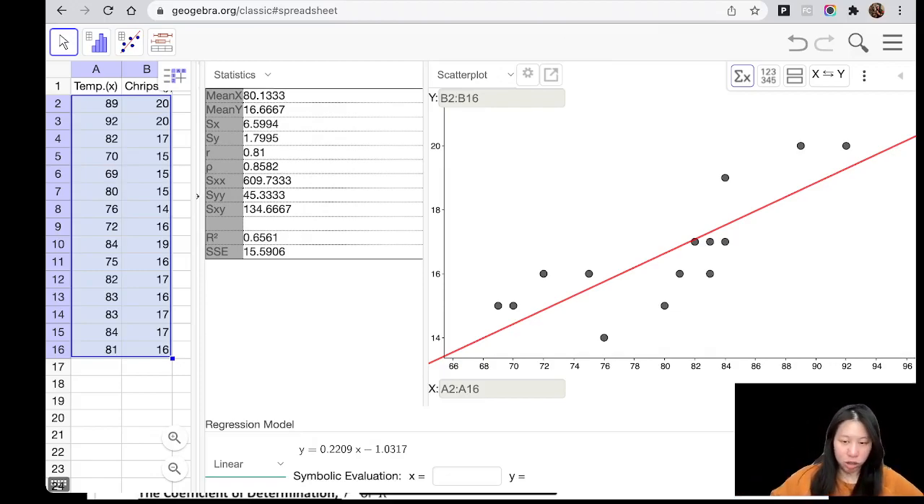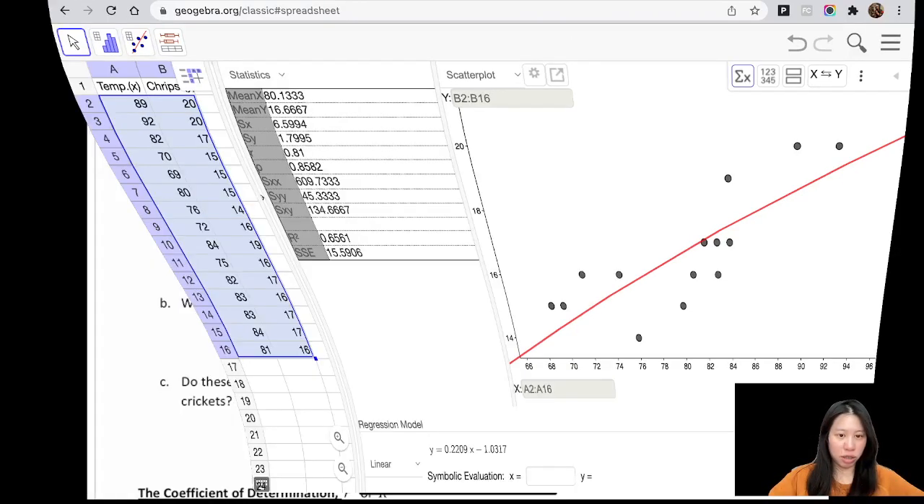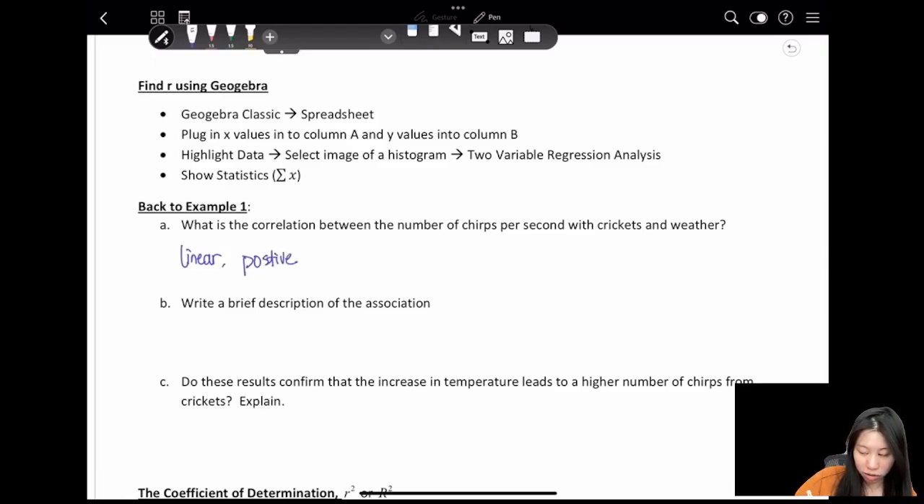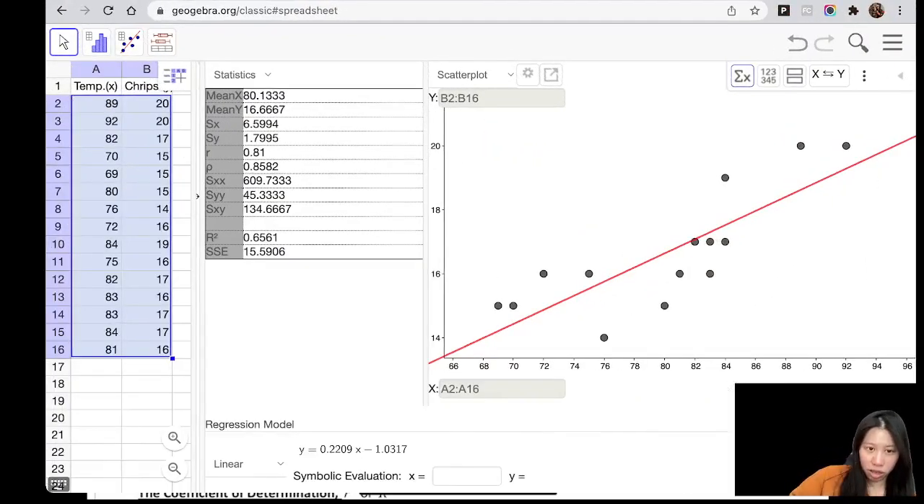Okay, so now look at this graph. We have all the information that we need. So go back to our notes. What's the relation between the number of chirps per second of the crickets and the weather? So we know that this is going to be linear because you follow a line and it goes up. So it's a positive correlation. And let's look at our R. From the statistics, we found that R is equal to 0.8. 0.8 is close to 1. That means this is a strong correlation.